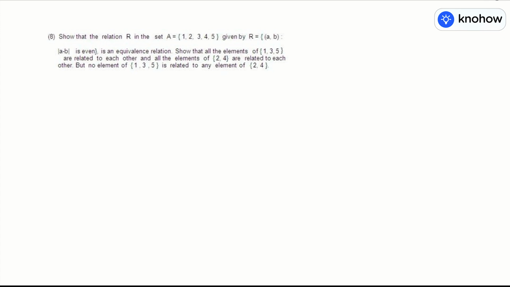Okay. So given is a set A = {1, 2, 3, 4, 5} and the relation is (a, b), a related to b such that |a - b| is even, or divisible by 2.